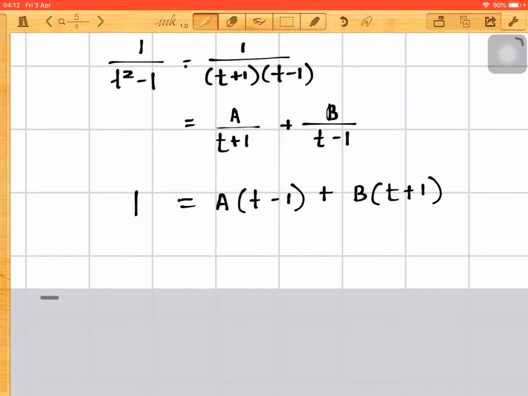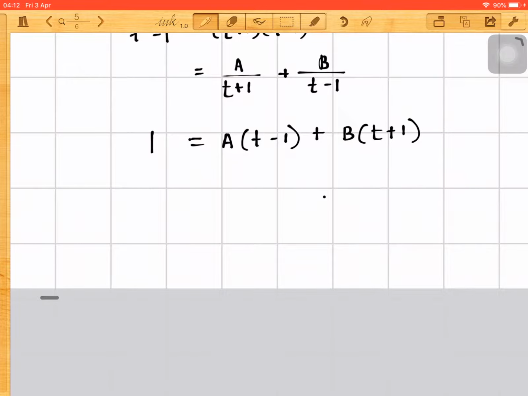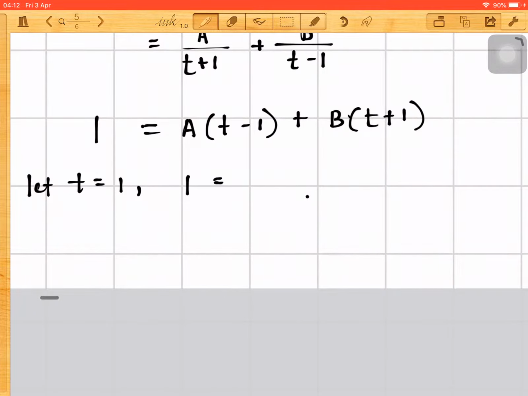To carry on with this, you have a lot of choices, but the easiest one is to let t be 1. So if you substitute here, you get 1 equals, this part will be 0 because 1 minus 1 is 0, so we get b times 1 plus 1. So b is 1 over 2.